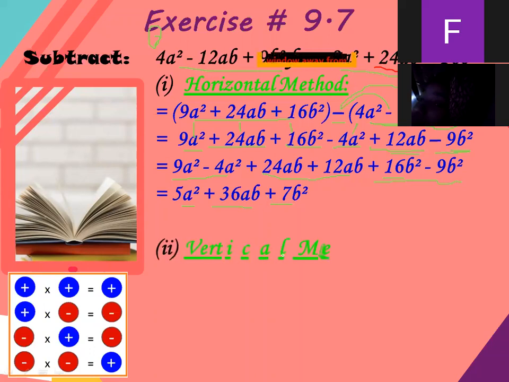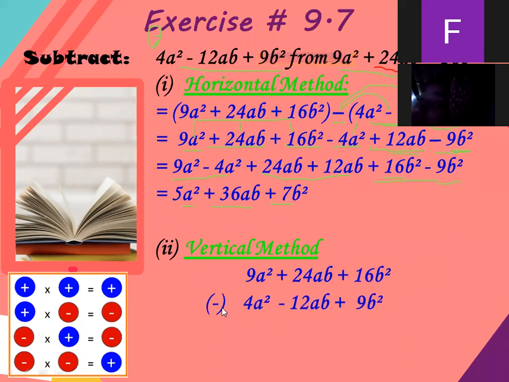Now move on to the vertical method. In the vertical method, which expression are you going to write on the top? This one, your expression number 1, you are going to write it down on the top, just like this. Then you are going to write down your second expression, this one, just like this, along with the sign of minus, because you are going to subtract it.